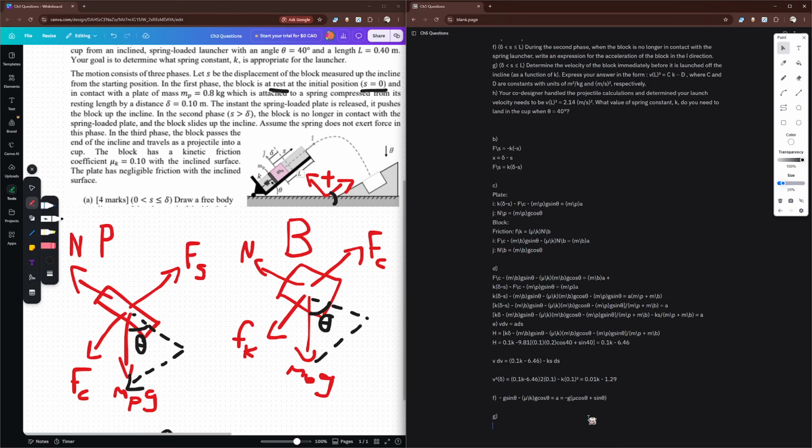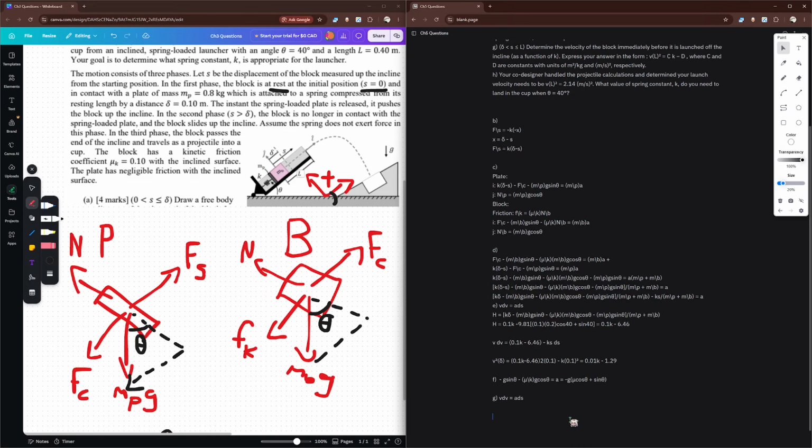So we don't know what the values of c and d are. We're solving for them. The units should make sense if we get the right answer. So again, we have VdV equals ADS. If you look at that, we have ourselves A right here. So let's integrate.